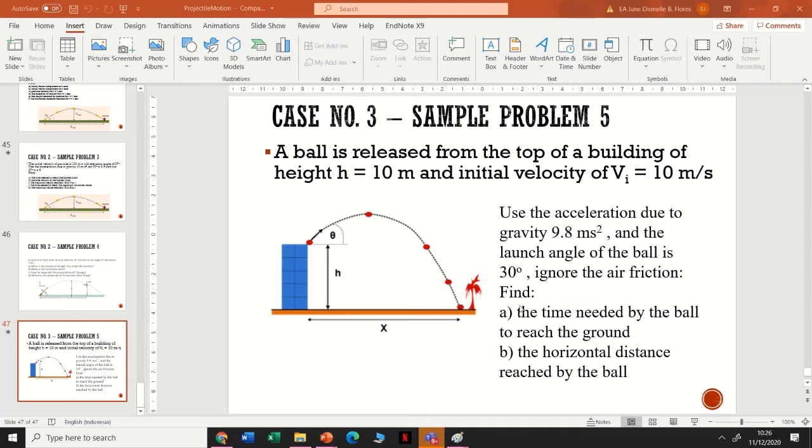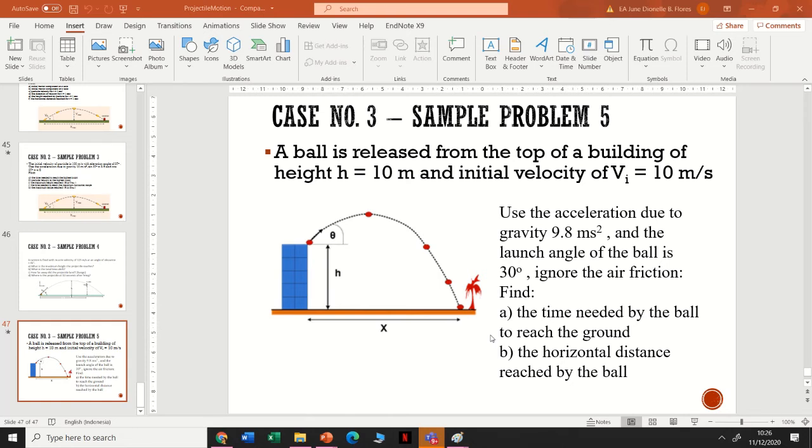So how do we solve letter A, the time needed by the ball to reach the ground? You only have two options for that, right? You cannot use the special formulas for this because this is not case 2. The geometry aspect, you can also not use that because you don't have time for that one. Geometry aspect is just the VI and then the angle and also your two components. We can only rely on the dimension aspect to solve for the time.